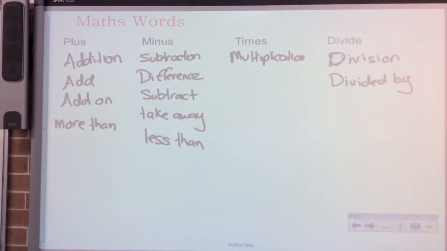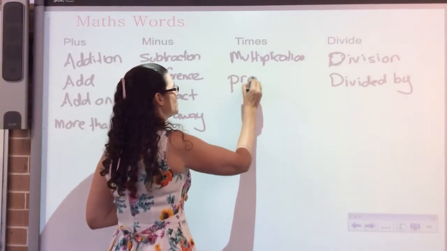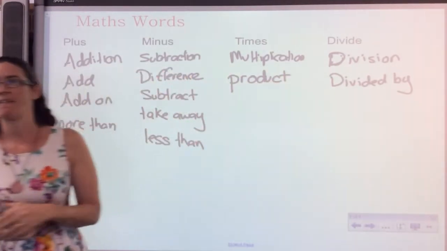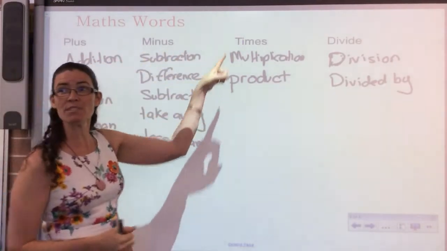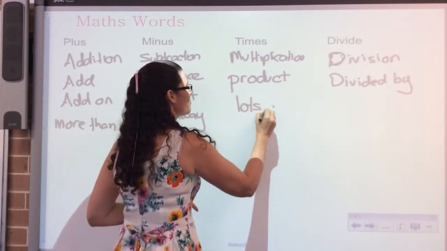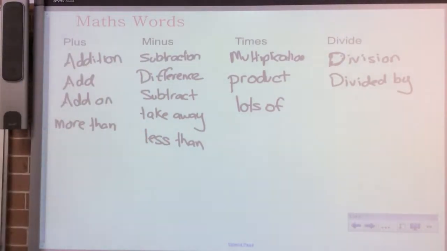Has anyone heard of the word product? What does product mean? If I find the product of 3 and 4, what am I doing? Times. So product is a very fancy word for times. Okay, what else? I have one. It's called lots of. Well done. For times, that is also called lots of. So I can say I have 5 lots of 4. That means 5 times 4.